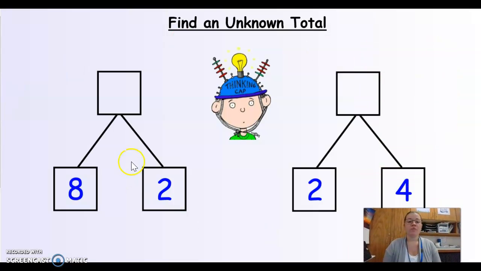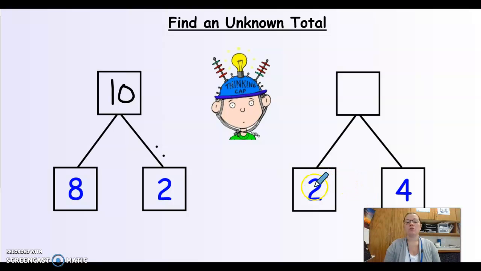So here we're going to find the unknown total. How do I know that I'm looking for the total? Because the total goes at the top and it's blank. So we have to add these two numbers to get the total. We can start by counting on, starting with 8 and counting on 2 more. Remember, you can keep 8 in your mind and then count up. If you really needed to, you could draw circles, 8, 9, 10, to get your total. So you can think of it as 8 plus 2 equals 10.